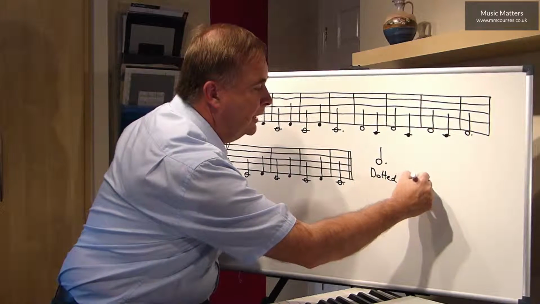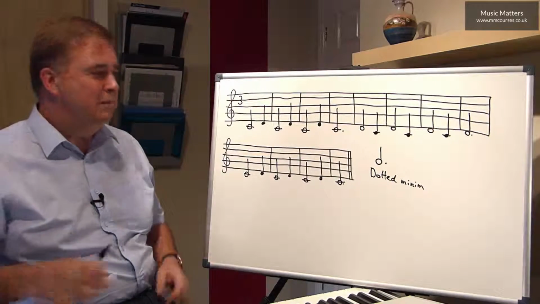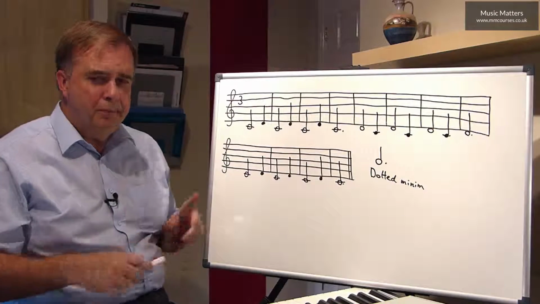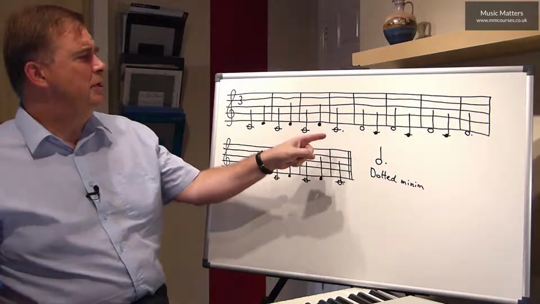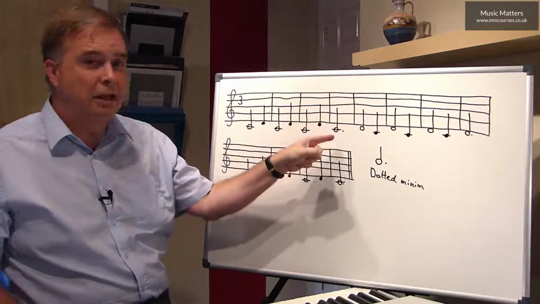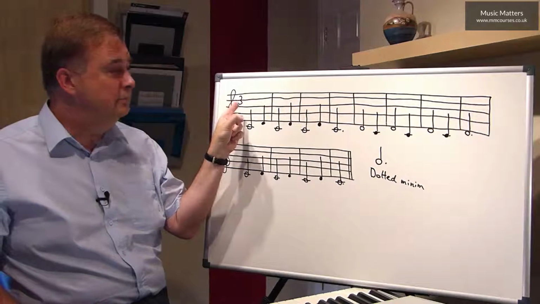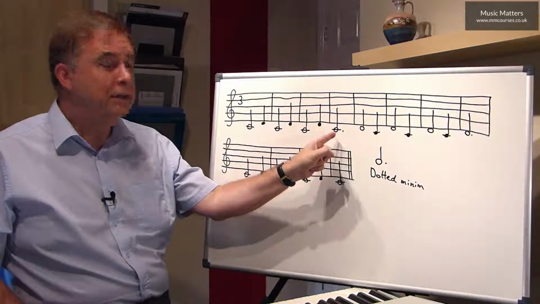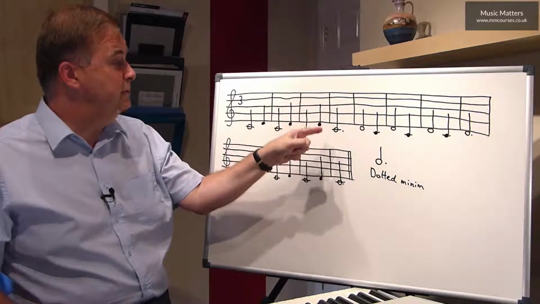Now then, I wonder how many beats you think a dotted minim has. Well, you might be able to work the answer out before I even tell you, because if you can see that this note fills up the whole of a bar, and if you know that we've got 3 beats in a bar, then you can tell me that that note must have 3 beats. It's filling up the whole bar, so it must be 3 beats.